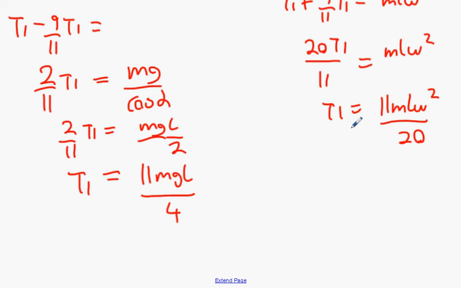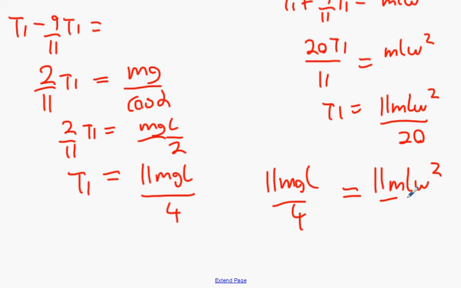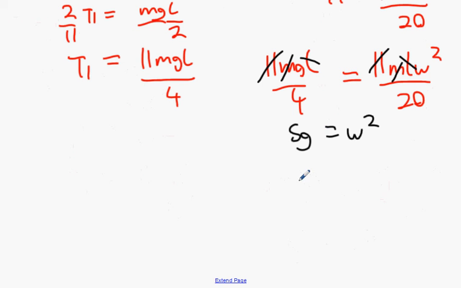We're now going to run both of these against each other. The two T1s are going to go head to head, and what's going to happen here is your 11s will cancel, your m will cancel, your l will cancel. You're going to get 20 over 4, which is 5g. Whoa. Wait. Oh yeah, 5g. Yeah, 5g is grand. Yeah, haven't made a mistake. 5g is 49. 5 times 9.8. Omega equals 7.